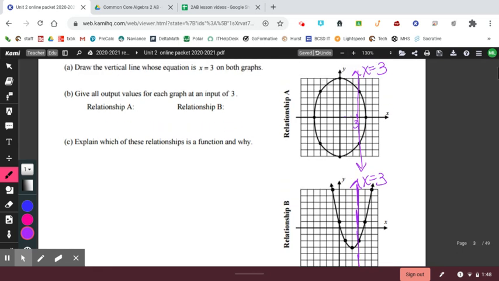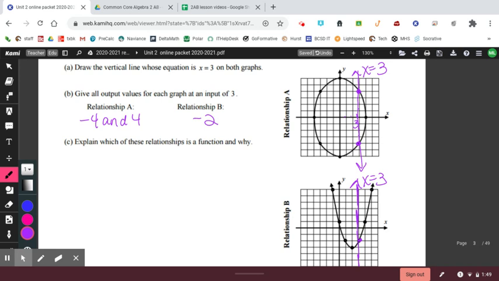So where does it intersect on this graph? It intersects at these 2 points. So give all output values. So when the input is 3, we have an output of 1, 2, 3, 4, and 1, 2, 3, negative 4. So we'll say negative 4 and 4. And then for B, the output when x is 3 would be negative 2.